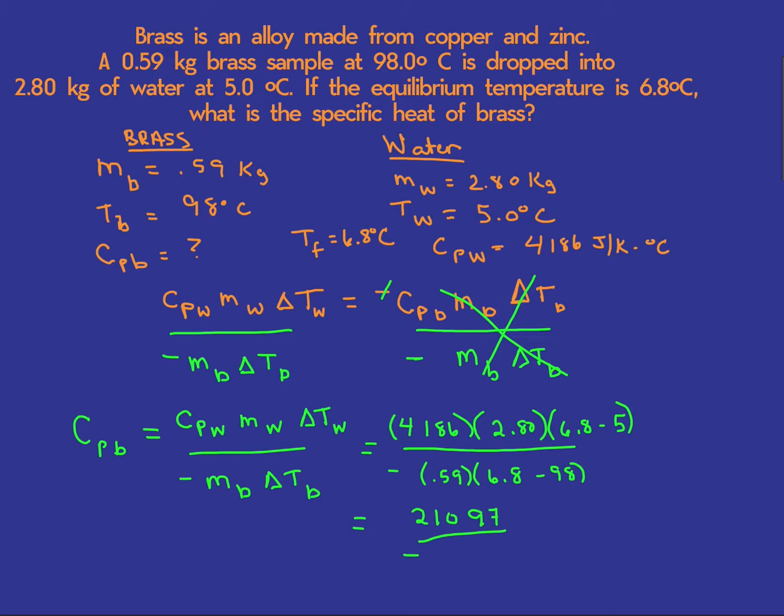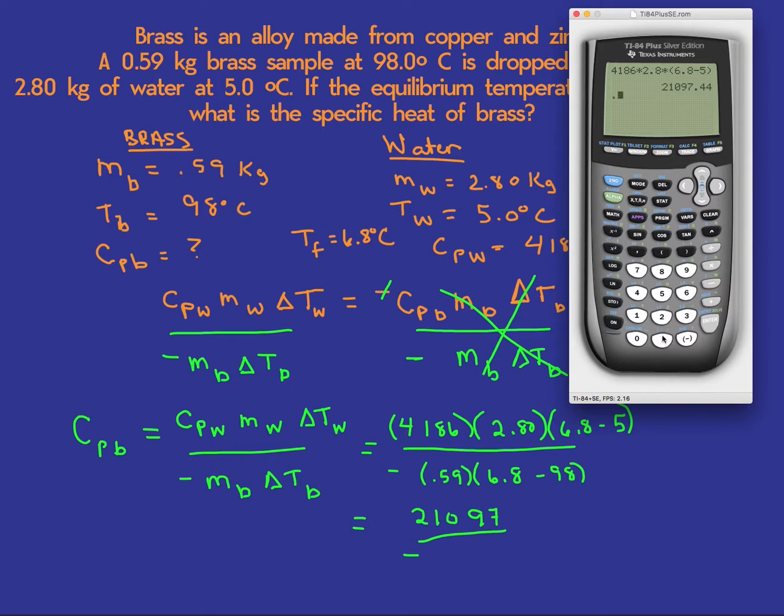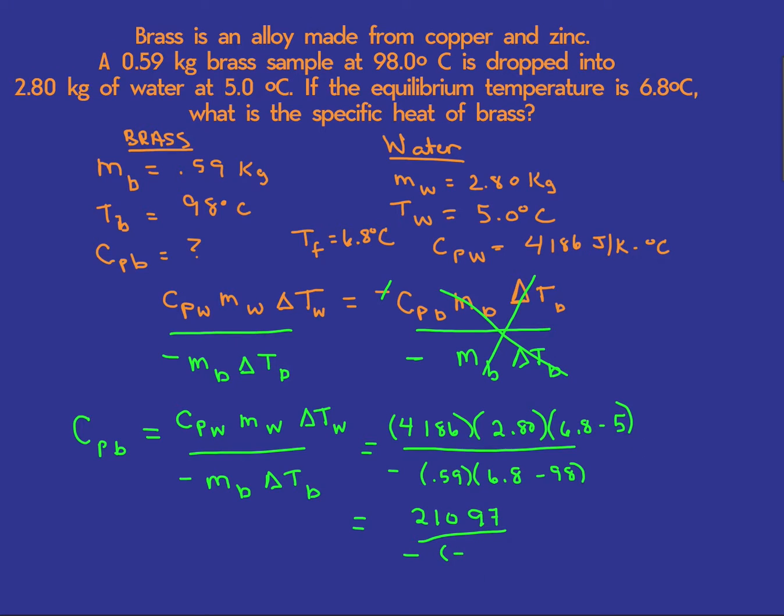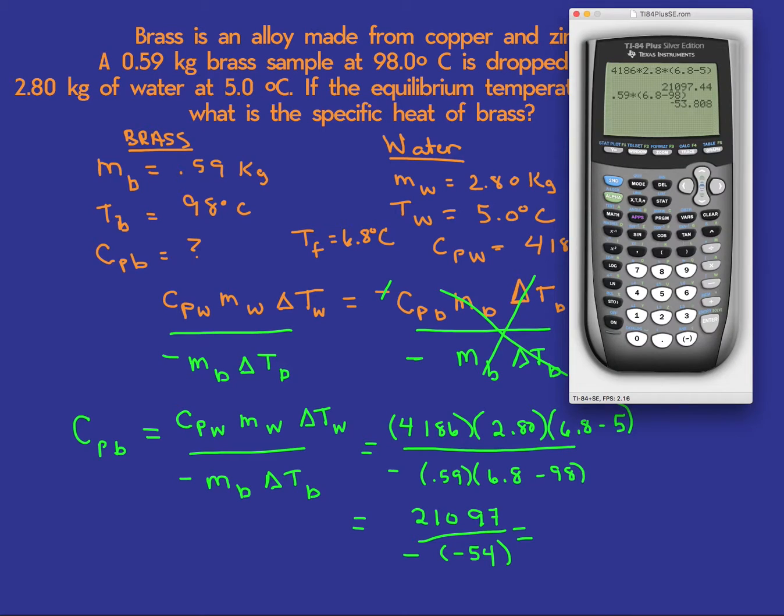All that divided by my next one. So let's do that one separately. We've got 0.59 times parentheses 6.8 minus 98, negative 53.8. We'll call that negative 54. You see how my negative's going to go away because negative times a negative? All right, now I can do my 21,097 divided by my negative 54, which is now a positive 54.